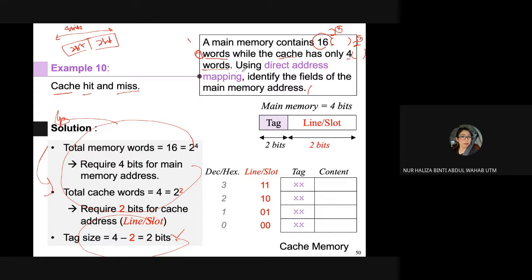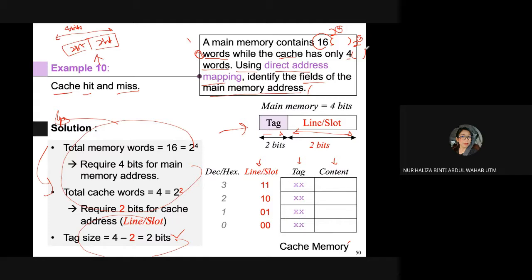What is the question? Using direct address mapping, it already gives you the technique or scheme that you need to use. Identify the fields of the main memory address. You need to identify, you have drawn it, so you get this line. So this is just an example if you want to deal with your cache memory, because the question is asking you for the main memory address. You need to fill in the tag, how many bits, the line slot, how many bits, how it looks like. And for the cache memory, you're going to have the line slot and then tag and content. Of course, you don't know what is inside because there are no details given to you to put the tags and content. But the format is going to look like this.